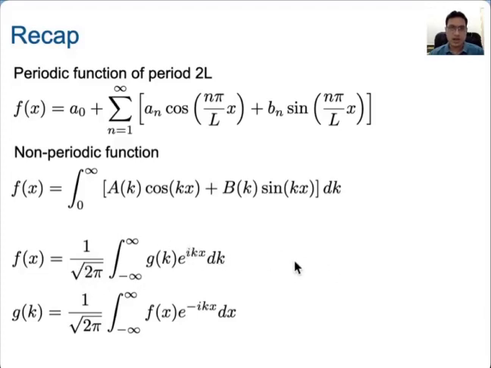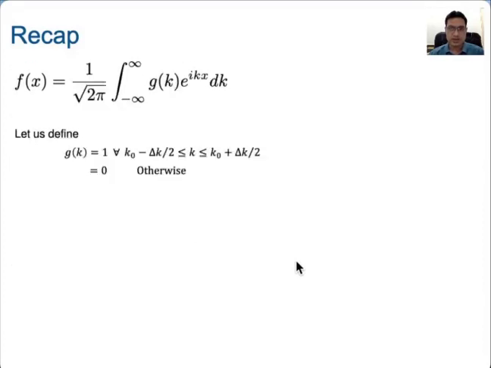This is the first thing that we have learned, and to use this expression we picked a particular example. We defined g of k to be 1 in a particular range of k, and 0 otherwise. If you plot g of k, it is 1 in the range of k0 minus delta k by 2 to k0 plus delta k by 2.